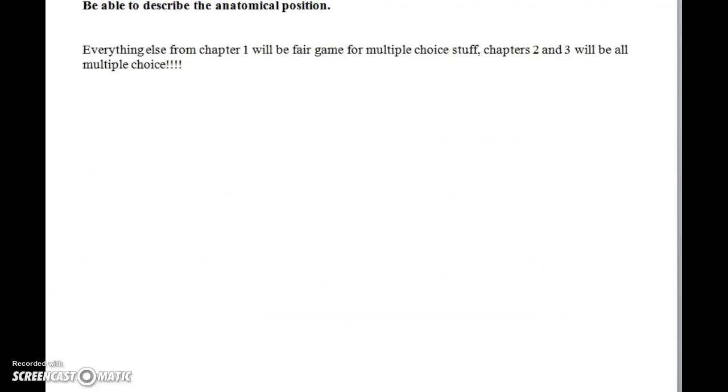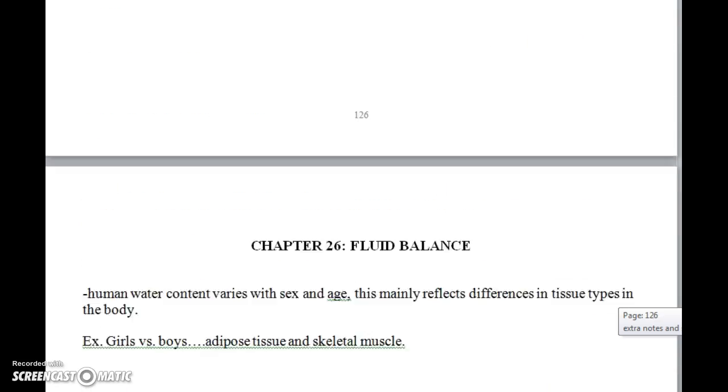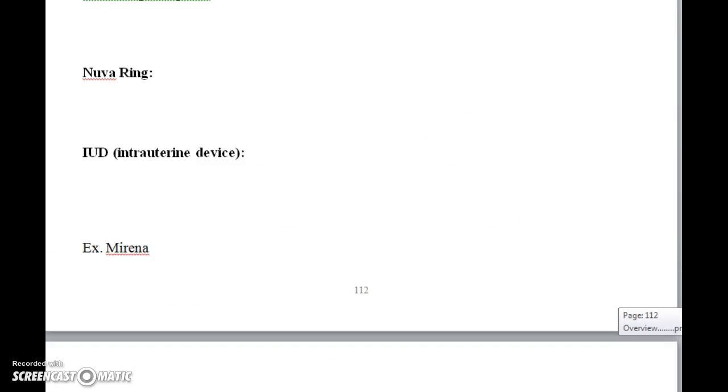Just don't forget, guys, anything that's in your notes, you guys know kind of the drill by now, like the first 3 tests. Anything that's in your notes is fair game for true, false, multiple choice, matching.